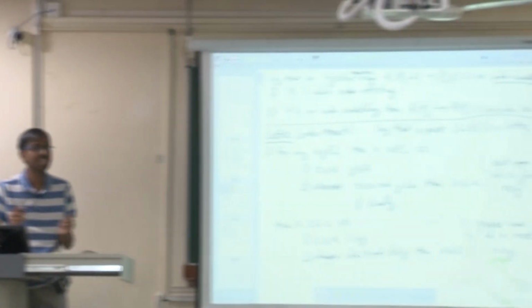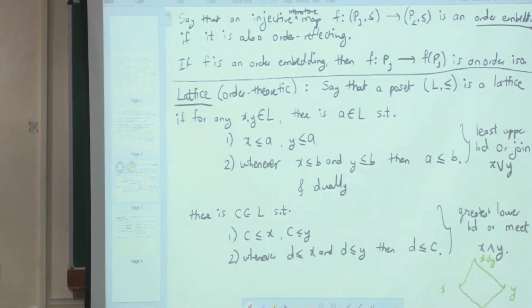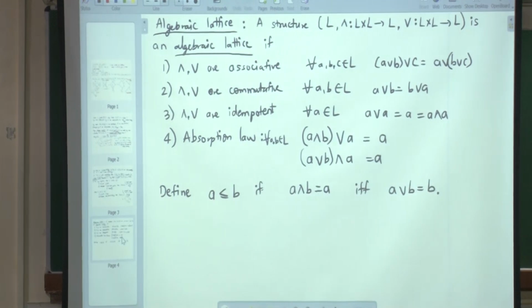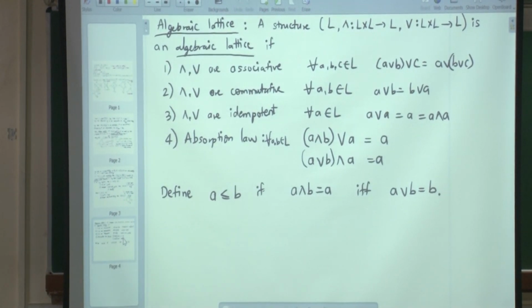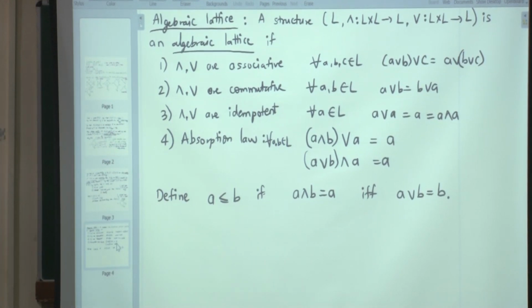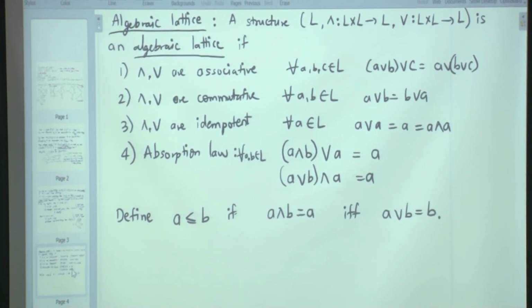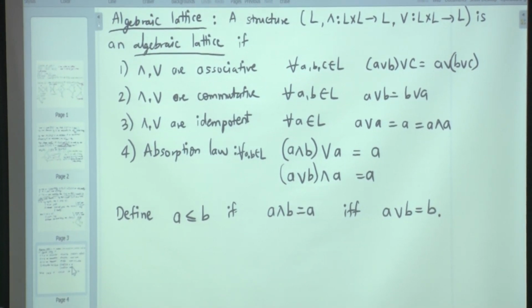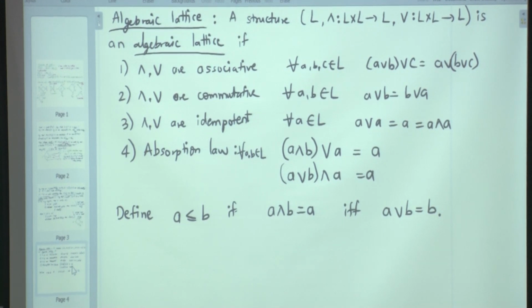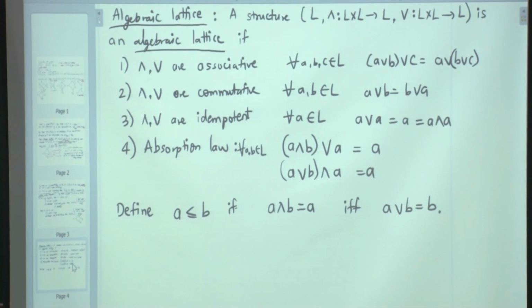So observe that in the order-theoretic definition of lattice, given an order relation, we could define meets and joins. Now here we are doing the reverse thing. Given meets and joins, we could define the order relation. Understood? So the examples are exactly similar because you are going to prove that they are equivalent. Algebraic and order-theoretic definitions are in fact equivalent.